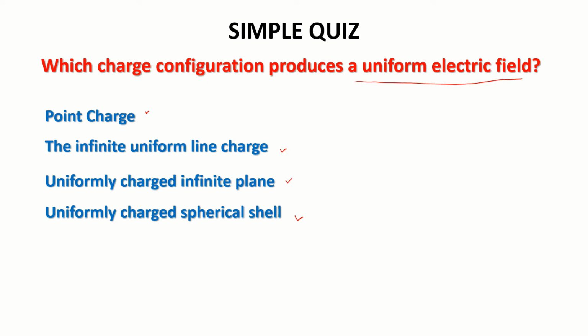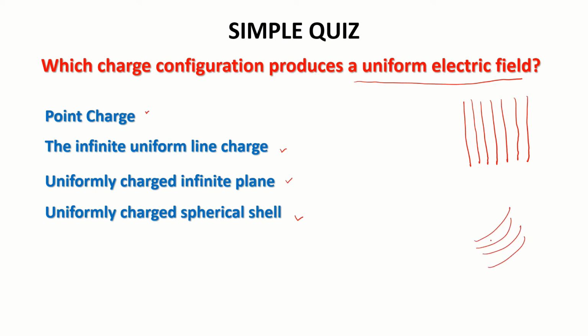What is the uniform electric field? It's a simple collection of electric lines of force. What exactly is a uniform electric field? It is nothing but parallel lines of force. That's all. Electric lines of force should be parallel in the case of a uniform electric field. Suppose you have electric lines of force like this, it is not uniform. This is uniform only in this region, not in the whole. In this region, it is non-uniform.